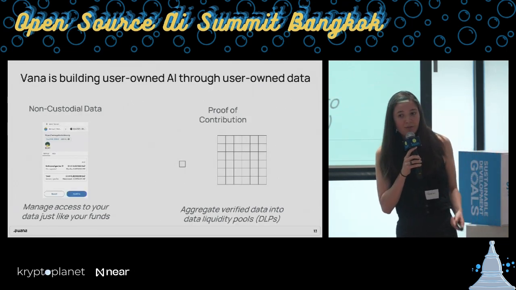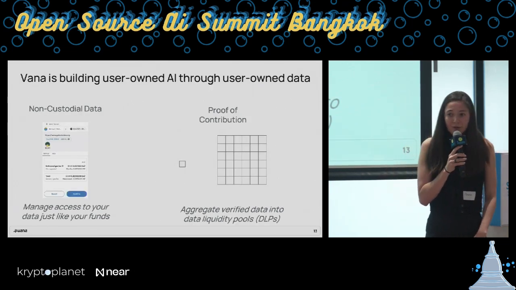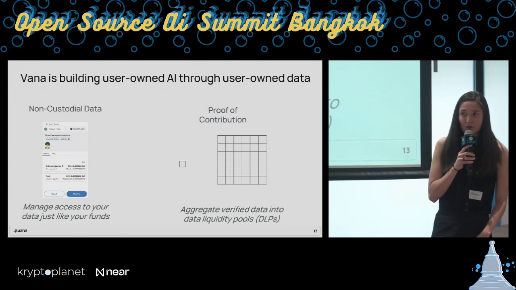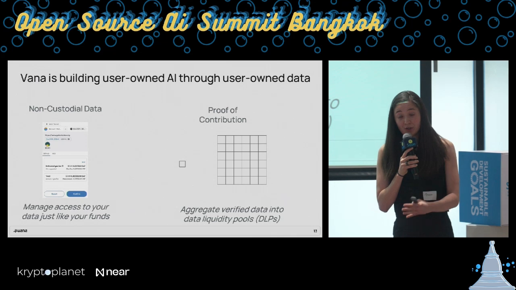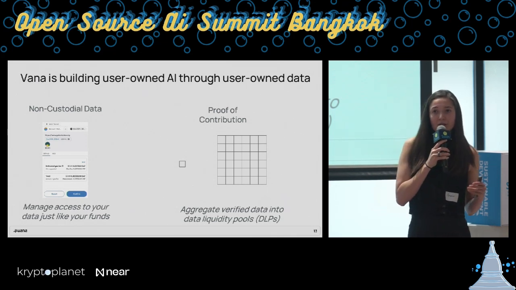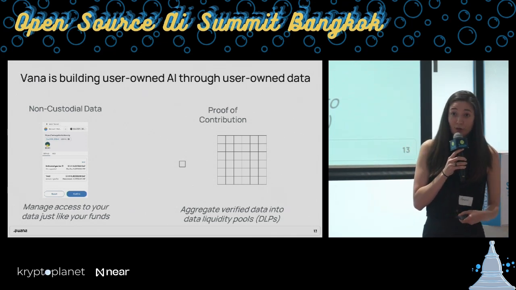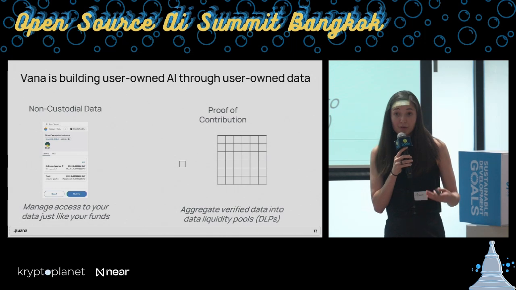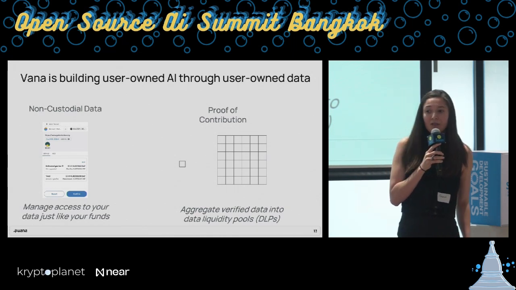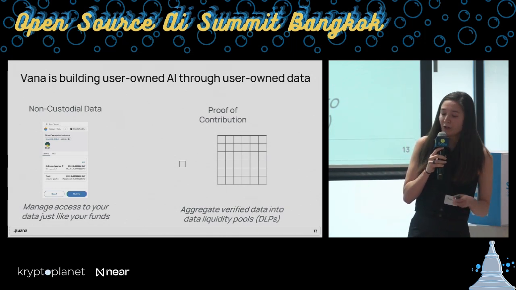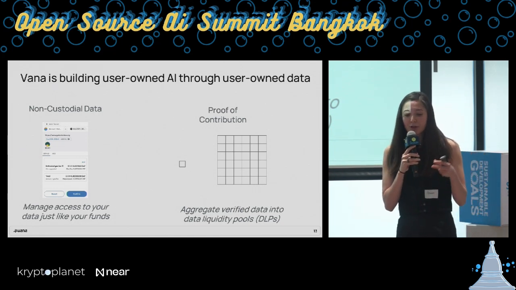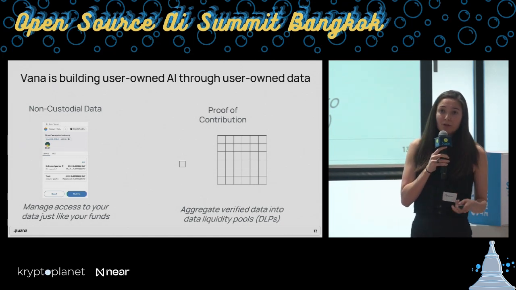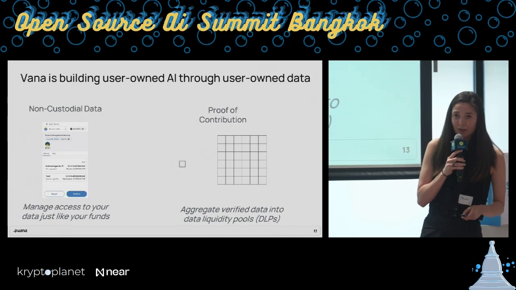So now getting to Vana's role, what we focus on is building user-owned AI through user-owned data. The 2 key concepts of the network are 1, non-custodial data. What that means is that you can permission out access to your data with your crypto wallet, just like you can do that with your funds. The other important piece is proof of contribution. So your data on its own is not that valuable, but once you combine it with other people's, then it's much more valuable because you're able to use it to train an AI model.